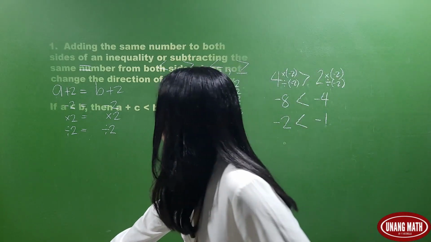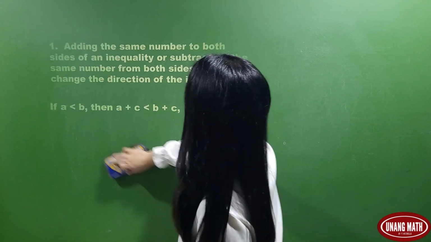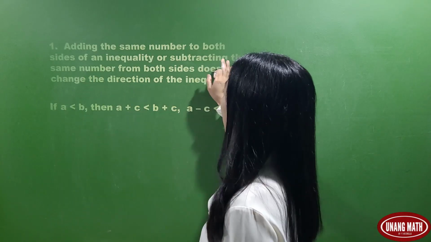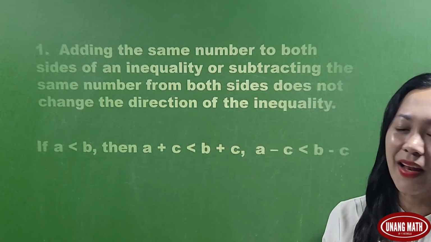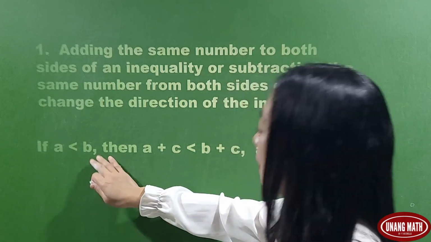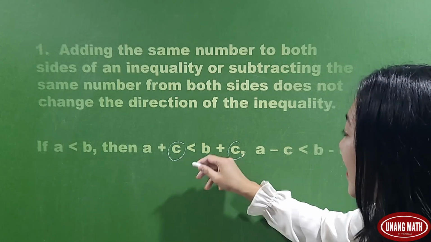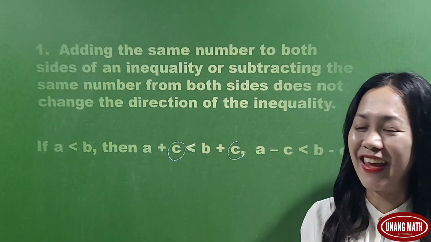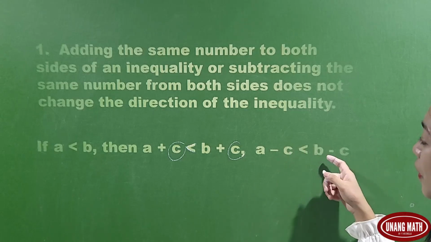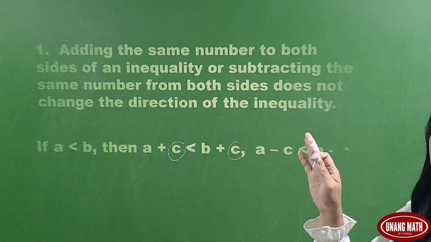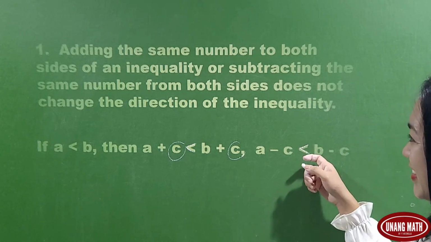Okay, in summary, if you are adding or subtracting the same number to both sides of an inequality, then it doesn't change the direction of the inequality. Okay, if A is greater than B, then if you add C on both sides of the inequality, then your inequality symbol doesn't change. Okay, if you also subtract the same number on the left side and on the right side of the inequality, then your inequality symbol stays the same or it doesn't change.